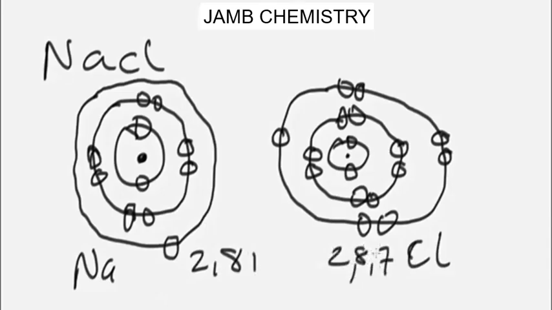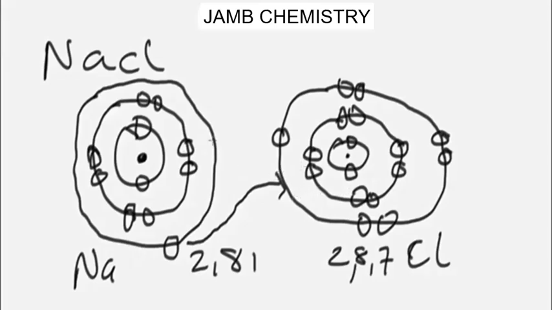This one here is 2, 8, 7. Now basically what will happen is that this sodium atom, since it wants stability, will lose this electron to this atom here. When it loses it, this atom will gain the electron. When sodium loses the electron, it forms a single positively charged ion to gain stability, whereas this chlorine atom will gain the electron to form a single negatively charged ion to gain stability.